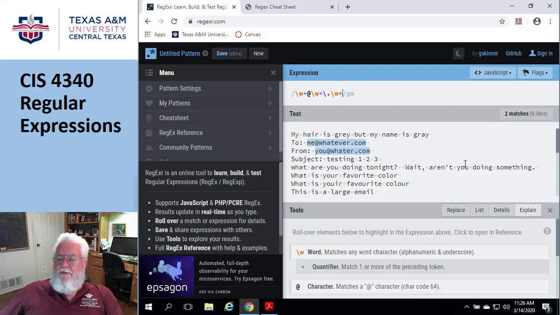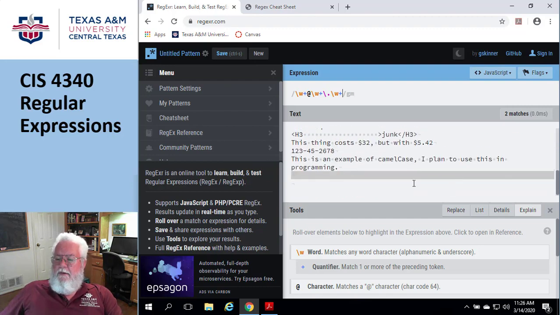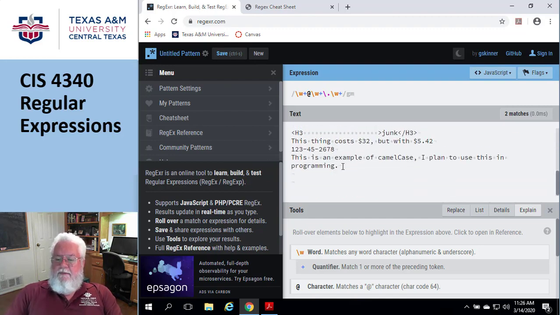Let's do IP address. So down here I have my IP address is 192.168.1.1. I want to find that. Okay, now what are the rules? I mean, the rules are right off the bat, kind of sort of simple. It's 1 to 3 characters.